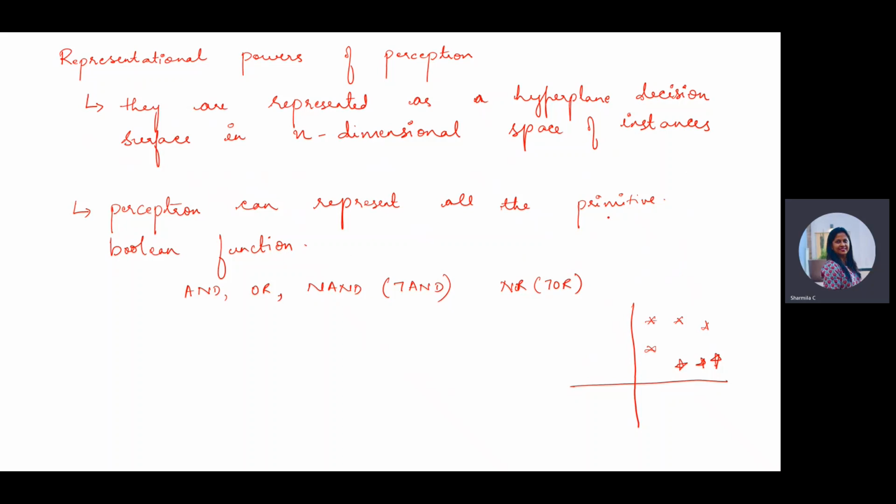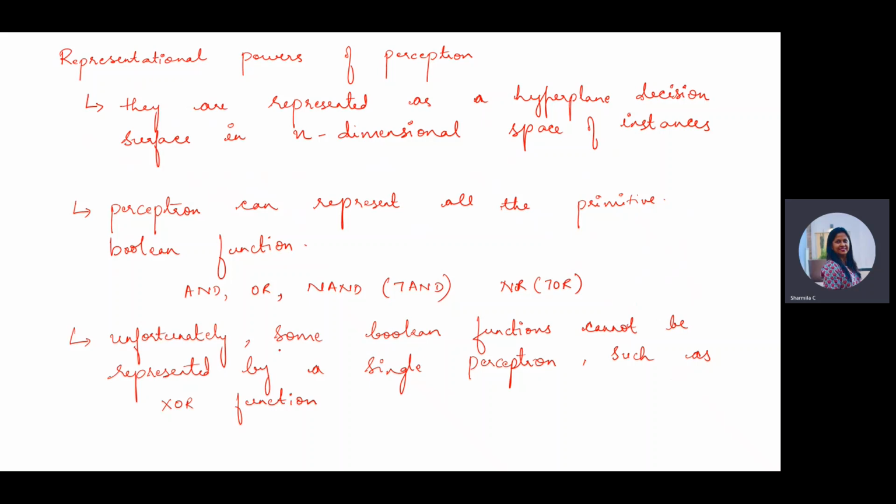Perceptron can represent all the primitive Boolean functions like AND, OR, NAND, and NOR. Unfortunately, some Boolean functions cannot be represented by a single perceptron, such as the XOR function.